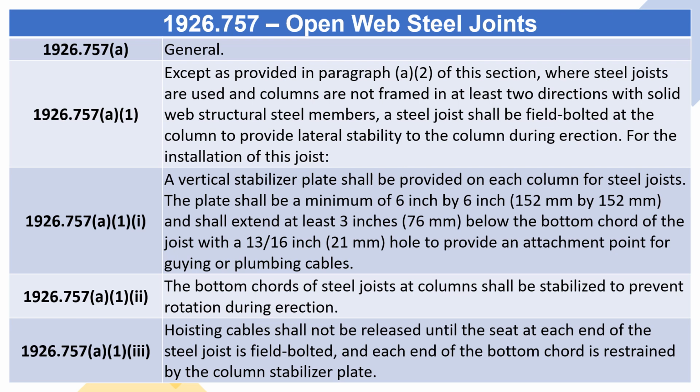1926.757 A1 3, a vertical stabilizer plate shall be provided on each column for steel joists. The plate shall be a minimum of 6 inch by 6 inch, 152 mm by 152 mm, and shall extend at least 3 inches, 76 mm, below the bottom chord of the joist with a 13/16 inch, 21 mm, hole to provide an attachment point for guying or plumbing cables. The bottom chords of steel joists at columns shall be stabilized to prevent rotation during erection. Hoisting cables shall not be released until the seat at each end of the steel joist is field bolted, and each end of the bottom chord is restrained by the column stabilizer plate.